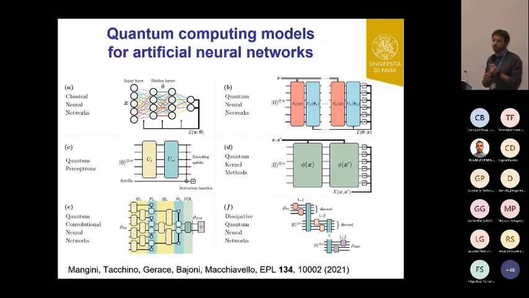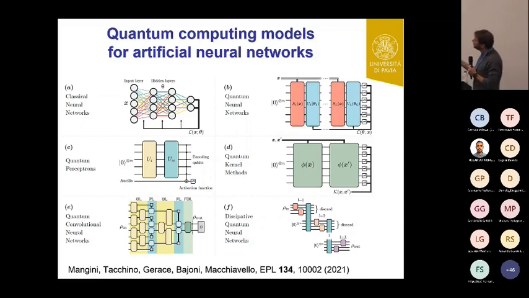Now, on the quantum counterpart, quantum machine learning means a lot of things, as you might imagine. Enrico has shown you a few of the possible definitions that we can give to quantum machine learning. In this case, I really mean the quantum counterpart of neural networks, which you might call quantum neural networks, or in general, quantum computing models for artificial neural networks.